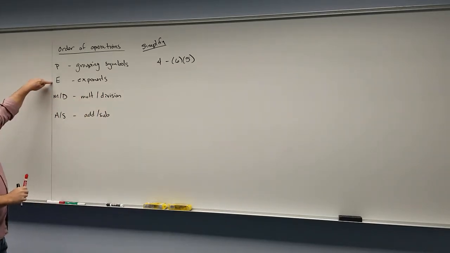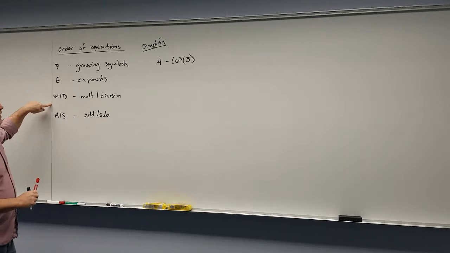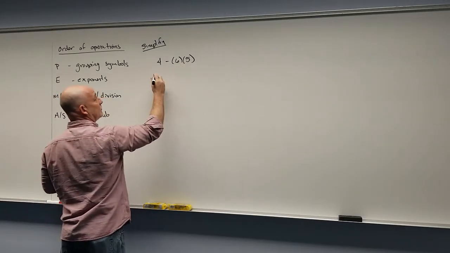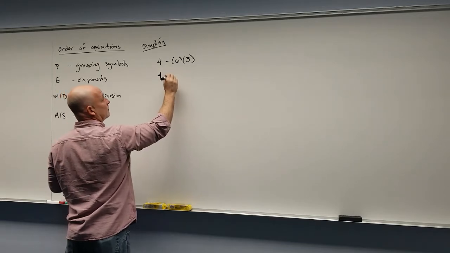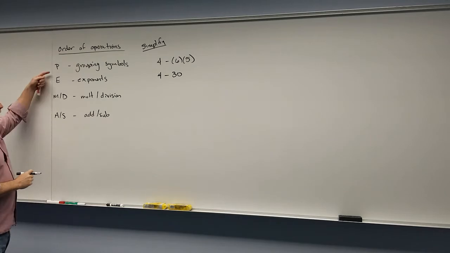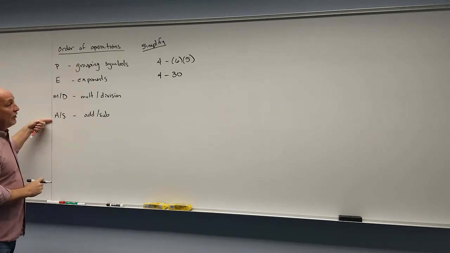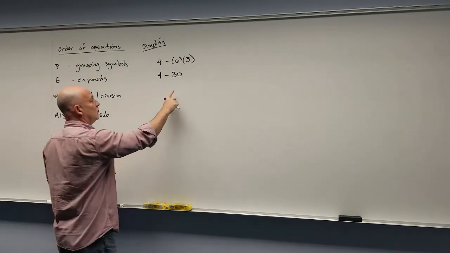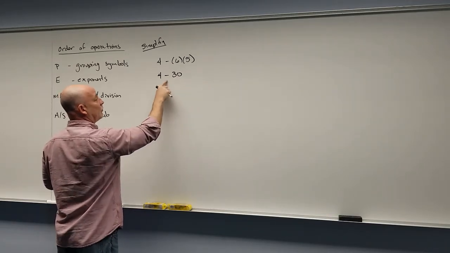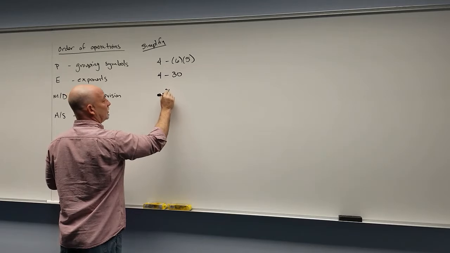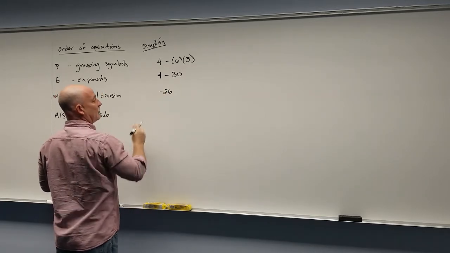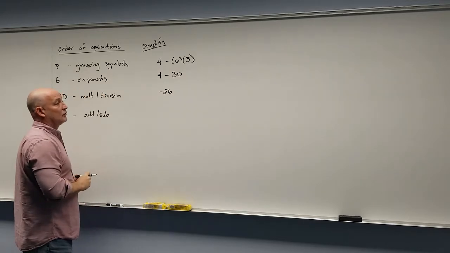All right, I don't have any exponents. I do have multiplication or division. We're going to do the first multiplication or division we get to, so that's 6 times the 5. So we have 4 minus 6 times 5 is 30. No more multiplication or division. We now have addition or subtraction. So here we have a positive 4 and a negative 30. One's positive, one's negative, so we take the difference between the two and keep the sign of the larger. The 30 was negative, so our answer is negative.